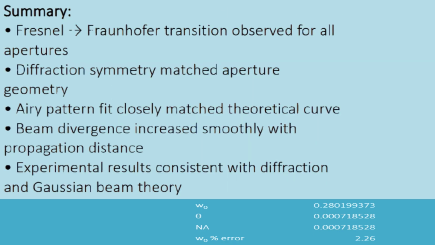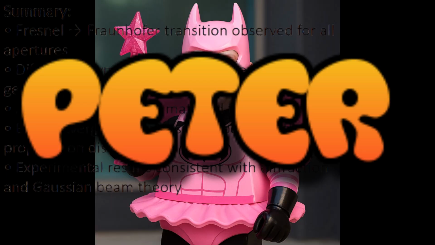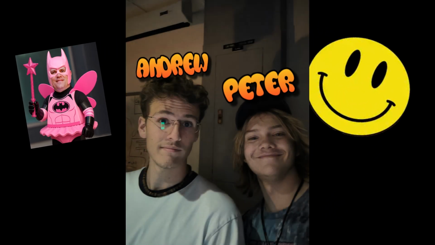Overall, this lab went smoothly and gave us clear results. We successfully observed the diffraction patterns for all aperture geometries in Part A, showing the transitions from the Fresnel to the Fraunhofer regions. From our beam divergence measurements in Part B, we found a beam waist of 0.28 millimeters compared to the actual 0.274 millimeters, a roughly 2% error. Our measured divergence angle and numerical aperture, still in Part B, closely matched theoretical predictions, confirming the accuracy of our Gaussian model.